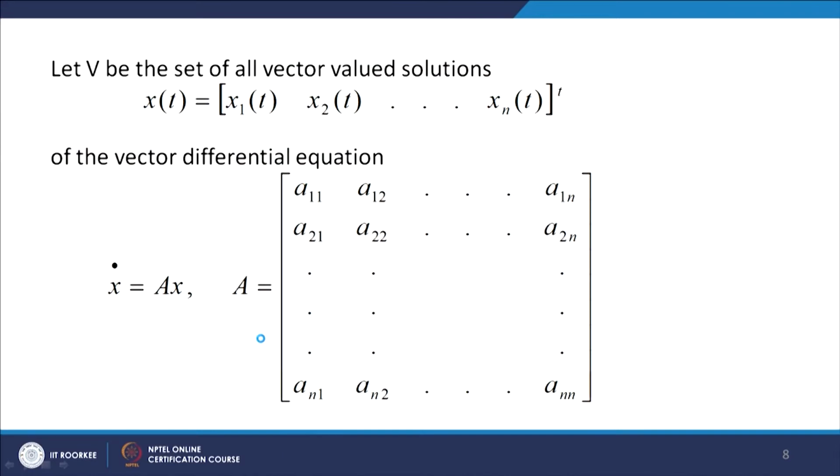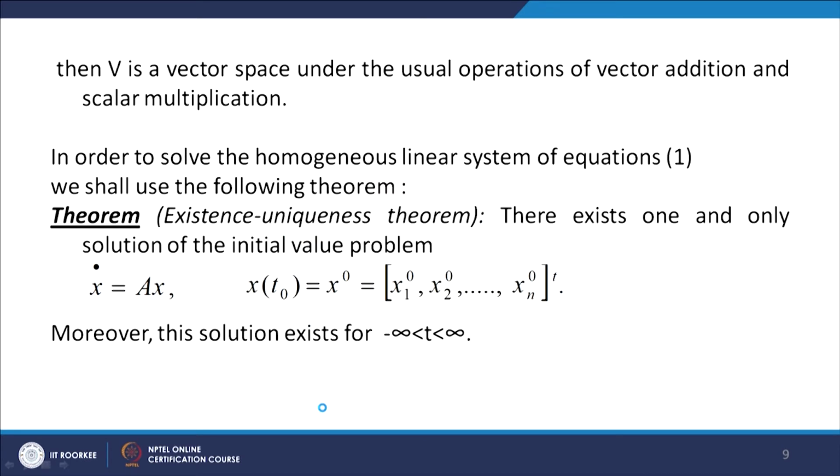Now, let V be the set of all vector valued solutions x(t) equal to (x1(t), x2(t), ..., xn(t)) transpose. This is written as a row vector, and when we take the transpose, it becomes a column vector. So x(t) is a solution of the equation x dot equal to Ax, and V is the set of all such vector valued solutions of the equation x dot equal to Ax, where A is an n by n matrix, a vector differential equation. Then V is a vector space, as I said already, under the usual operations of vector addition and scalar multiplication.